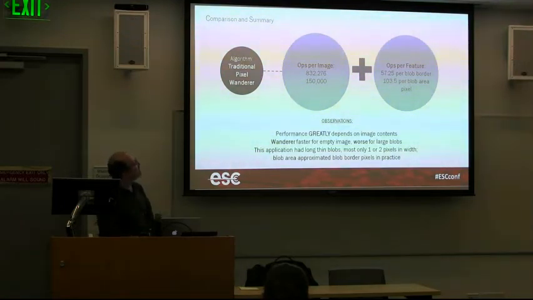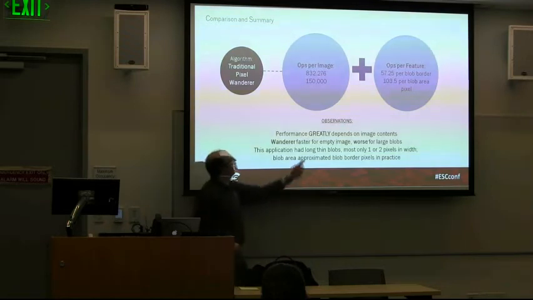But look at ops per feature. So this is actually fairly interesting. 57.25 for a border pixel, or 103.5 per area pixel. It's kind of comparing apples and oranges, right? In one case I'm just looking at the border, the other case I'm looking at the area. Why does this actually come out ahead? Well, the performance of this algorithm greatly depends on what's in the image. So if you've got an empty image, Wanderer is very, very fast.